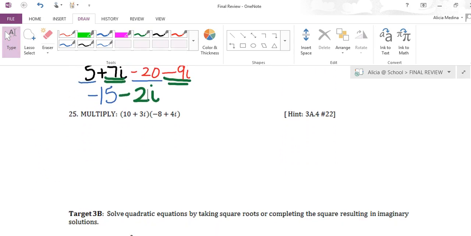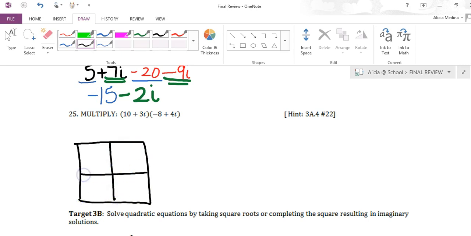When I am multiplying, we have to use a Punnett square box, or for those of you that like to FOIL, you can feel free to FOIL. So I'm going to go ahead and write my binomials out. I'm going to have that 10 and that positive 3i, right, keeping that whole binomial on one side. And on the other side, I'm going to write the other binomial. Make sure you write the signs. It was a negative 8 and a positive 4i.